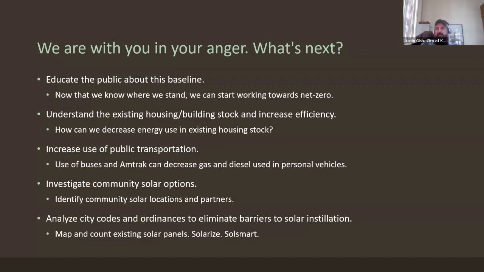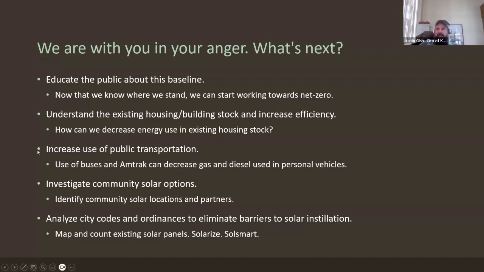Their whole focus is going to be on the existing housing stock and building stock in the city, trying to figure out what buildings are more or less efficient, how we can work with the Inflation Reduction Act to get buildings more efficient, get solar panels in there, and figure out what we can do about the energy use in the city. Because as you can see from this graph, this baseline, 83% of all emissions are from existing housing stock and commercial energy use.